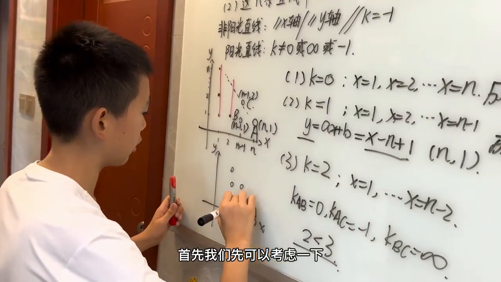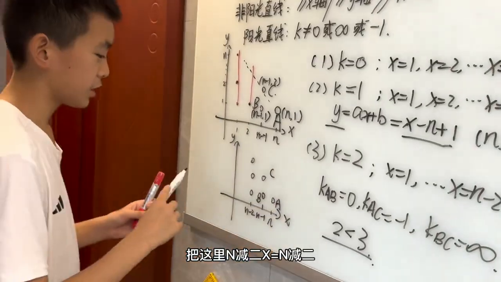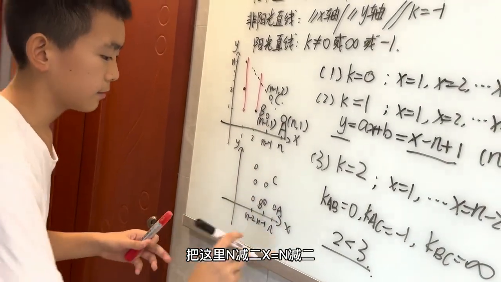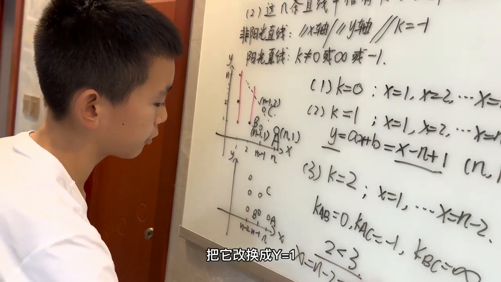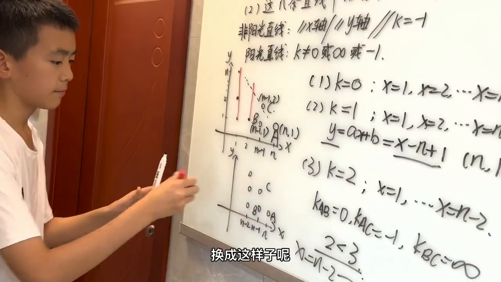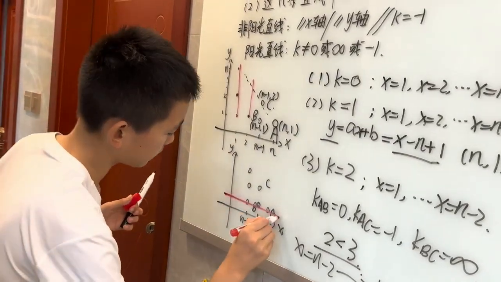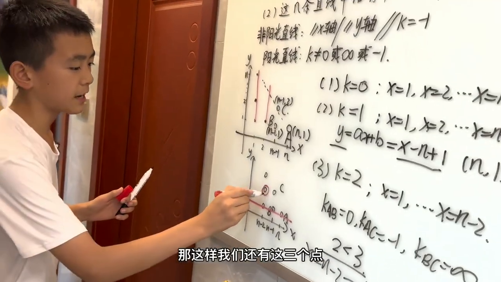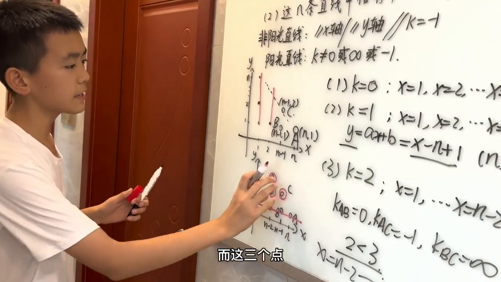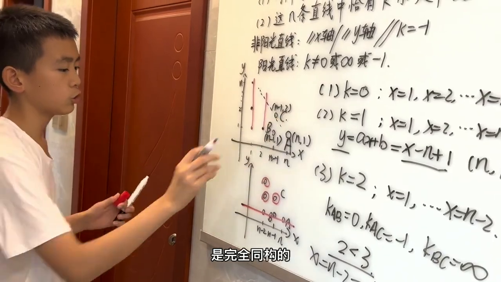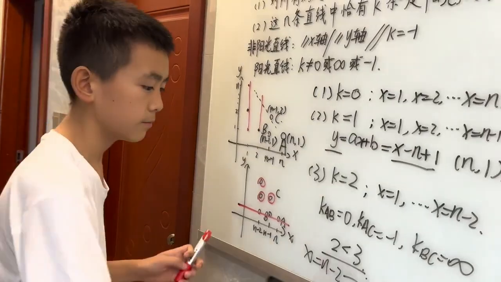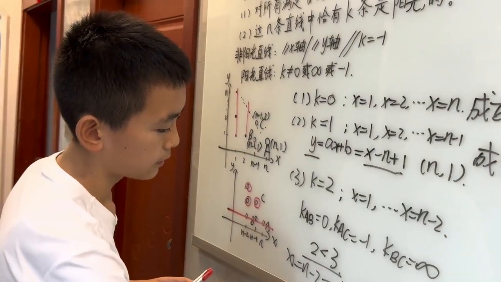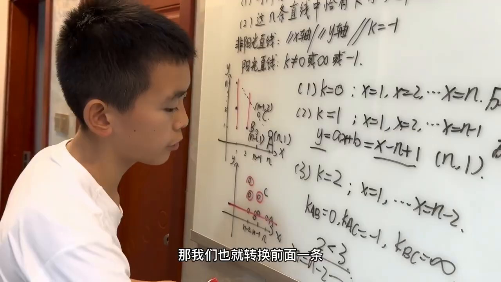First of all, we can think about it. Replace the line n-2x with n-2, that is, replace it with y equals a straight line like this. In this way, we still have these 3 points that are not covered, and these 3 points are completely isomorphic to the above 3 points, which means that converting to n-2 obviously does not work. Then let's go to the previous one.